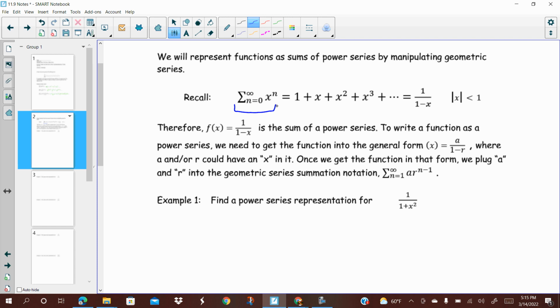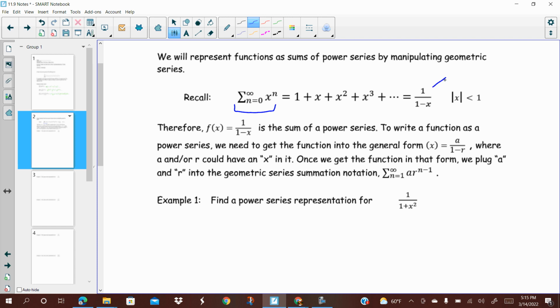where you have some kind of a common ratio. In this case, your common ratio is x raised to the n power. You can see that if you were just to start plugging in 1, 2, 3, 4, and so on, you would get 1 plus x plus x squared plus x cubed. But we already know that the sum of a geometric series is a over 1 minus r.